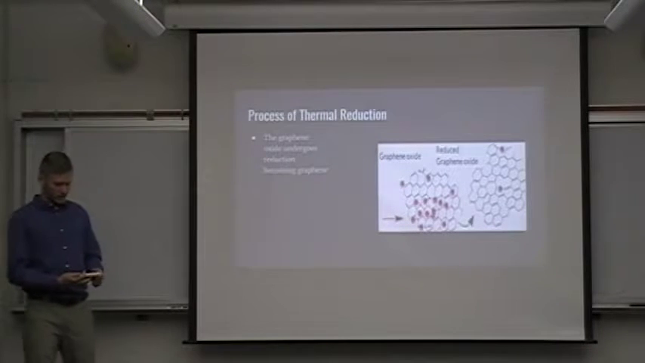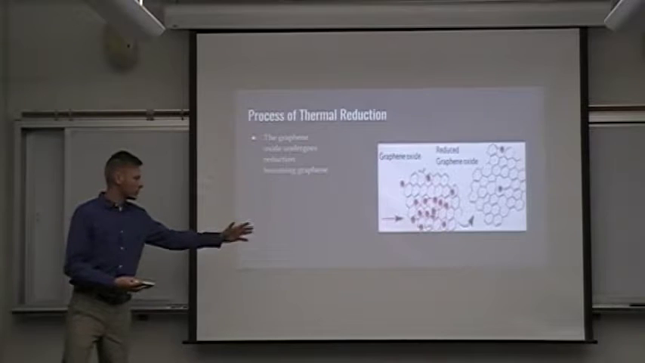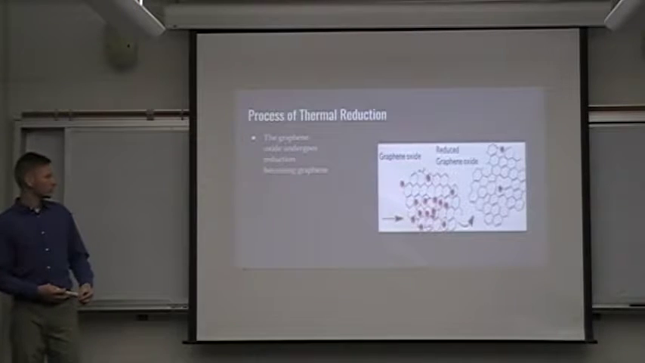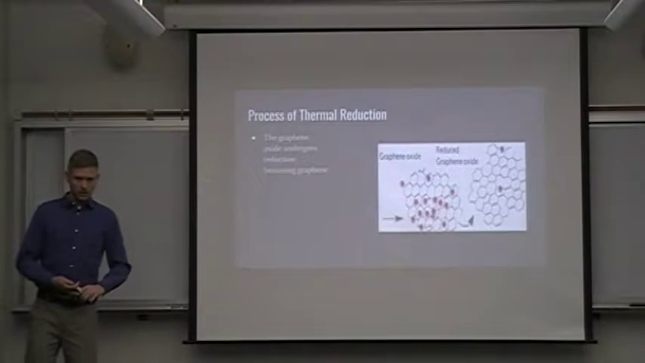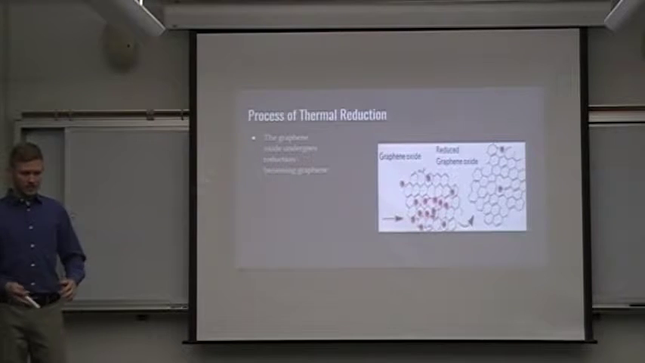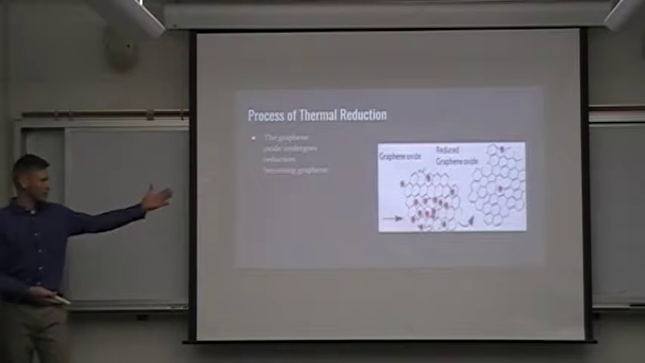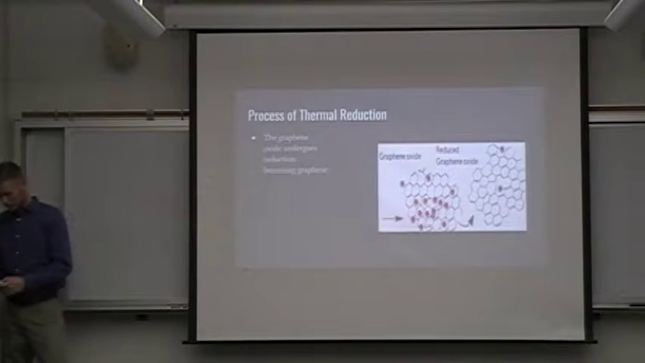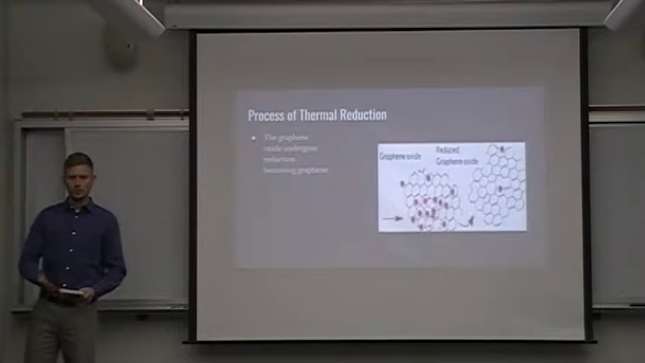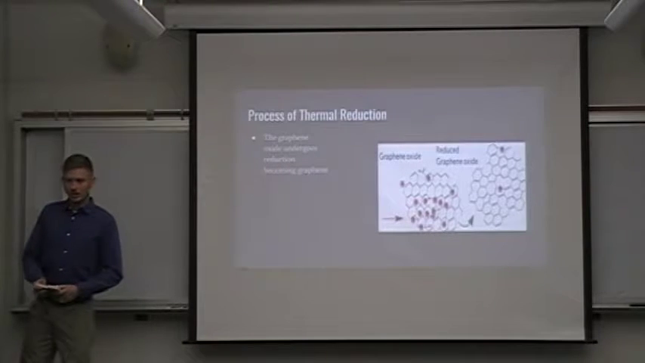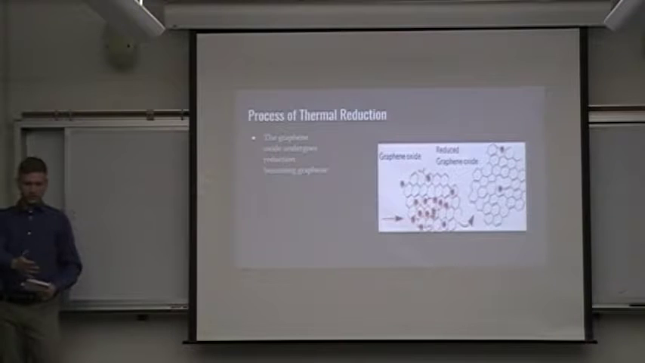And this diagram indicates that some of the oxygen remains after a reduction, and so graphene is different than reduced graphene because of this. And a way to get graphene would be chemical vapor deposition, so going from gas to solid.